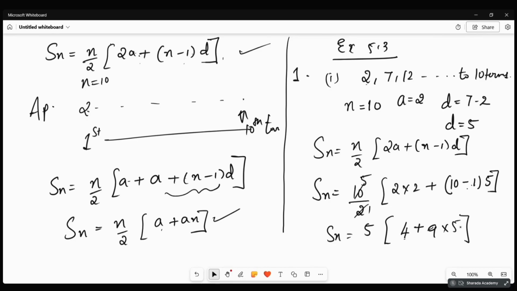They call it the BODMAS rule. There, first the division, then the multiplication, and so on. So first you have to do multiplication, then addition. Don't do addition and then multiplication. So Sn is equal to 5 into 4 plus 9 fives are 45. So what do you get? 45 plus 4, 49. 5 into 49 is the answer.